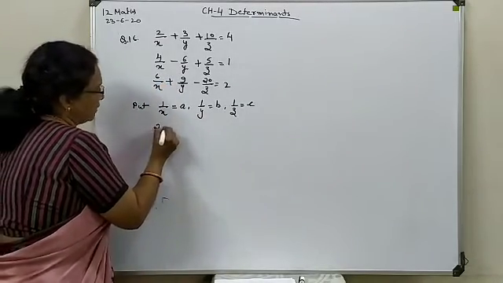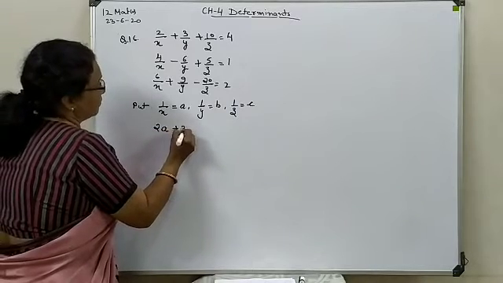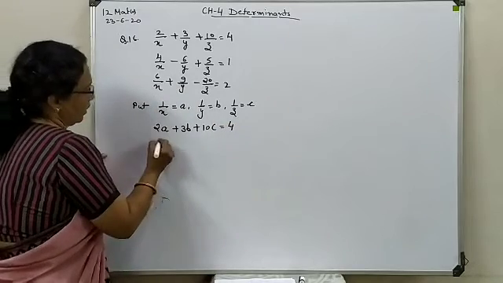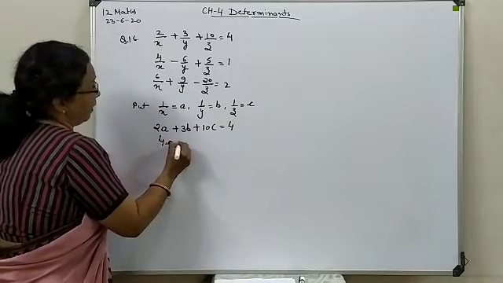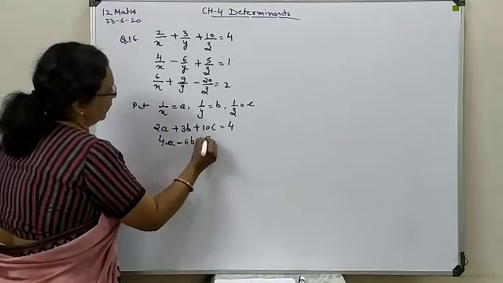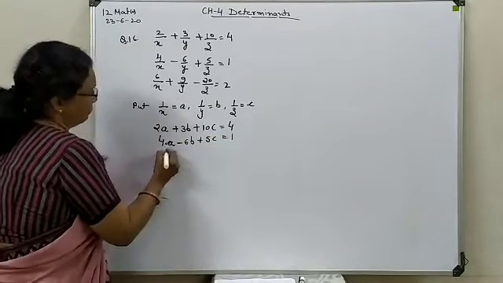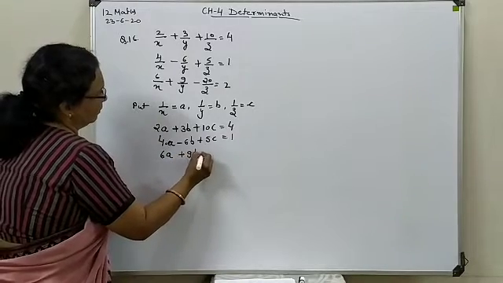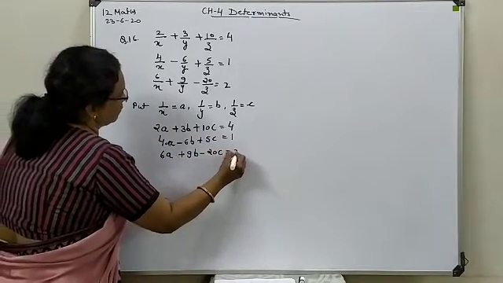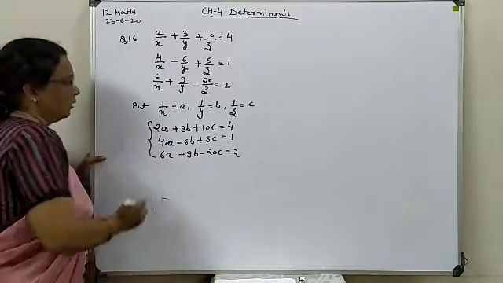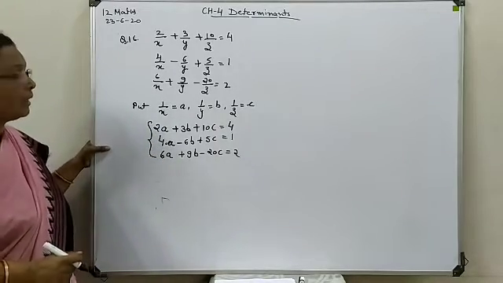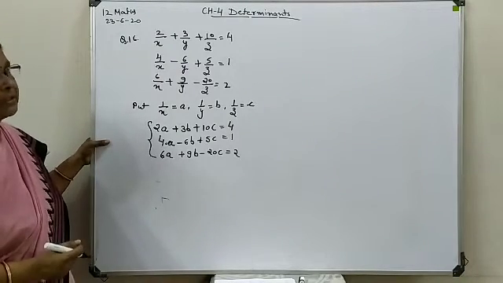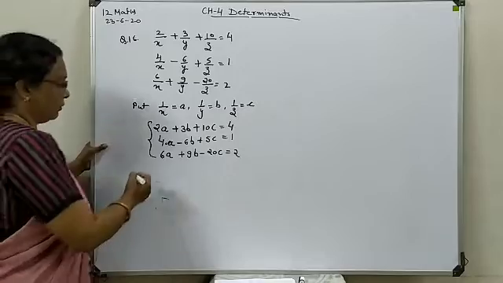So your equations will turn into 2a plus 3b plus 10c is equal to 4, 4a minus 6b plus 5c is equal to 1, 6a plus 9b minus 20c is equal to 2. Now you can see all three converted into the form of a normal simultaneous equation. So from here we will generate the required three matrix forms.